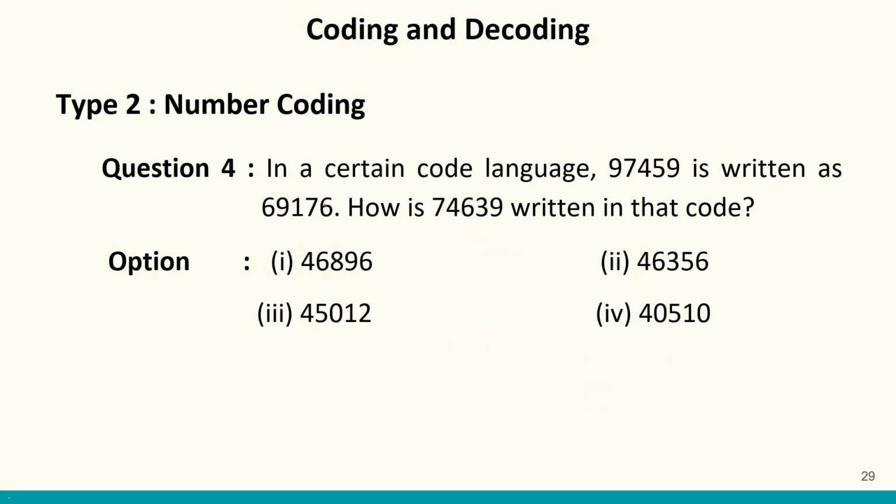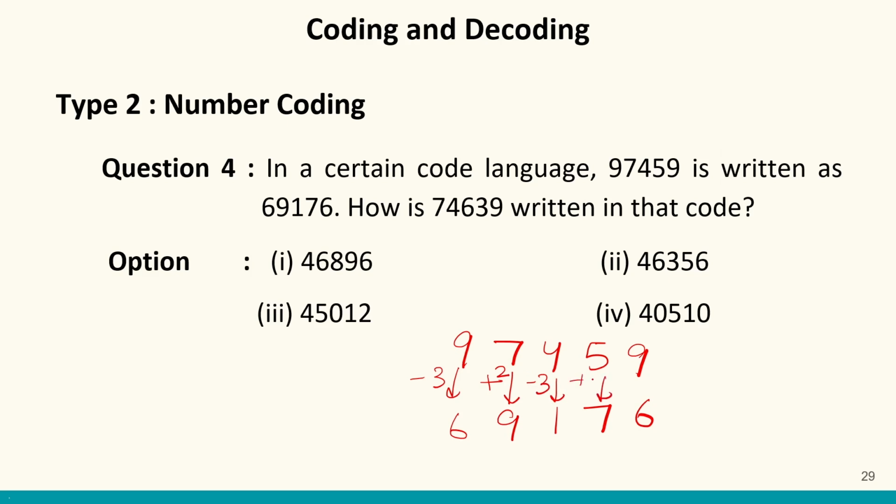Now, in a certain code language, 67459 is written as 69176. So let us find the logic. 7, 6. Here I can see it is going minus 3. Here I can see it is going plus 2. Here I can see it going minus 3. Here I can see it going plus 2. And here again I can see it going minus 3. So the logic is minus 3 plus 2, minus 3 plus 2 and so on.